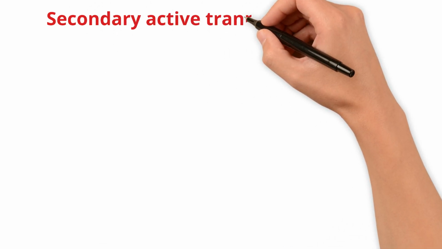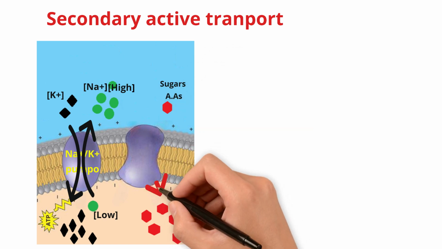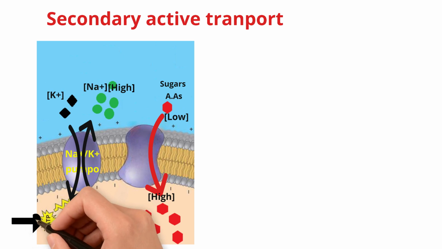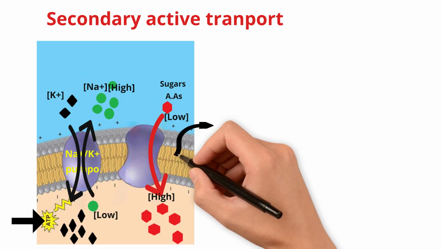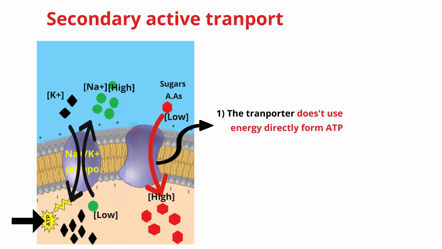The second type of active transport is the secondary active transport. Like primary active transport, secondary active transport also transports large substances such as amino acids and simple sugars against their concentration gradient, from low to high concentrations. However, unlike primary active transport, which uses ATP from cells directly at the transporter site, the transporter protein of the secondary active transport doesn't use ATP directly.